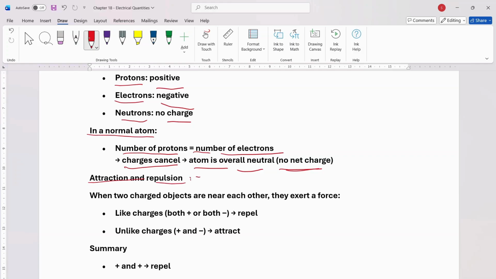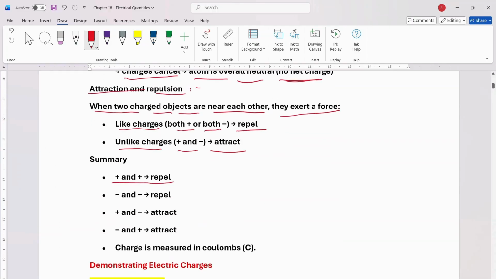Attraction and repulsion. When two charged objects are near each other, they exert a force. Like charges, both positive or both negative, repel. Unlike charges, positive and negative, attract. Summary: positive and positive repel, negative and negative also repel. Positive and negative attract, and negative and positive also attract. Charge is measured in coulombs, which is capital C.